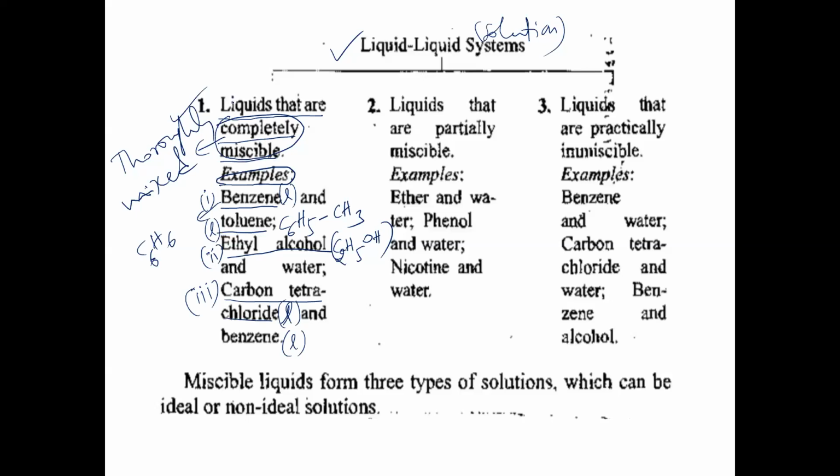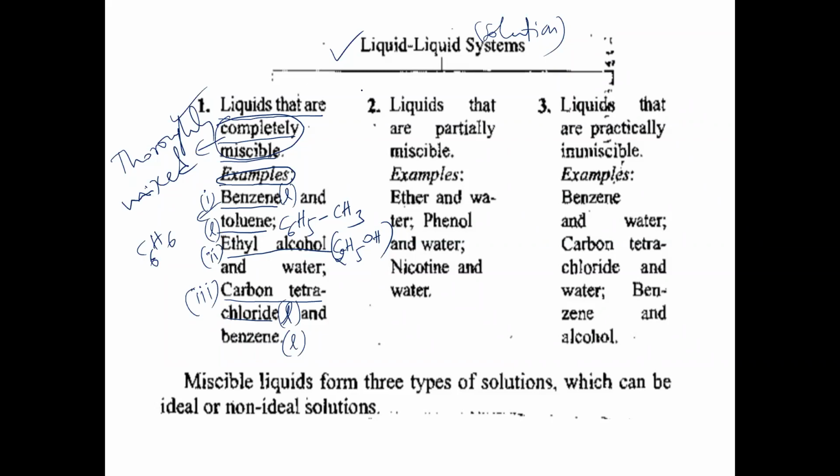So in first case, what we have taken? Miscible liquids. Miscible liquids means completely miscible, thoroughly mixed with each other. Examples: benzene and toluene, ethyl alcohol and water, and benzene and carbon tetrachloride. Ethyl alcohol formula is C2H5OH. If you don't know the toluene formula, write down toluene name and formula. If you don't know ethyl alcohol formula, write ethyl alcohol name and C2H5OH formula. Whatever you do not know, write down in your notebook.